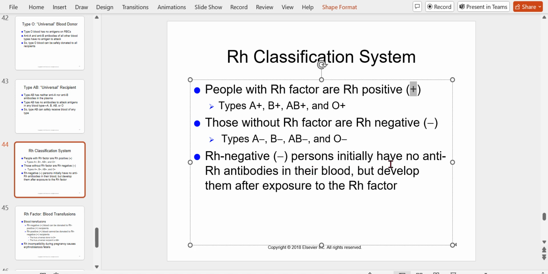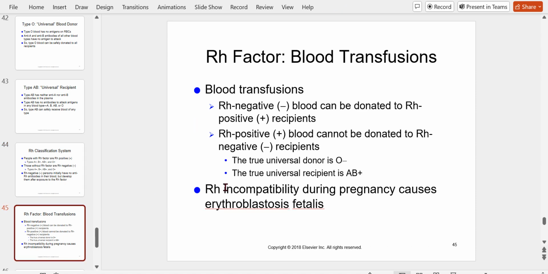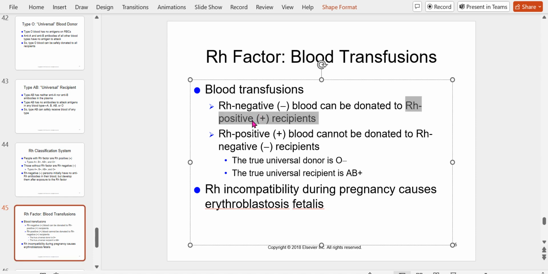RH negative persons initially have no anti-RH antibodies in their blood, but that can change through exposure. Through blood transfusions, RH negative blood can be donated to an RH positive recipient. The RH positive blood cannot be donated to an RH negative. So if this individual already is RH positive, they can receive negative blood, but not the reverse.